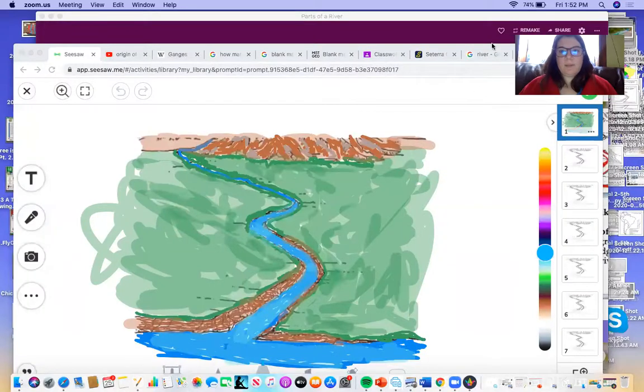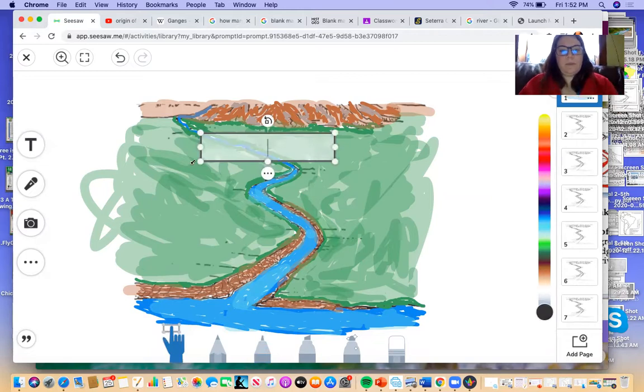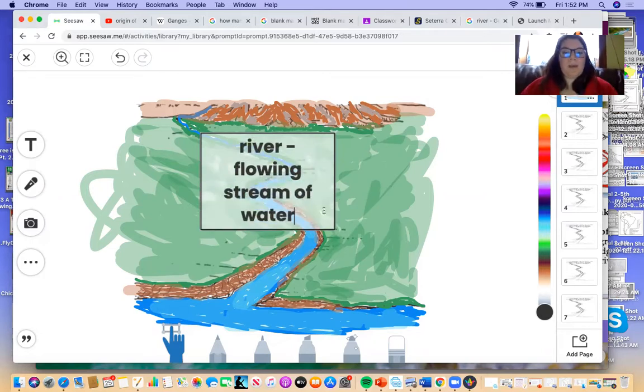Rivers, however, let me share my screen. So here I've kind of colored a picture of a river. So a river itself, a river is a flowing stream of water. And that flowing stream of water, it'll flow for quite a ways.